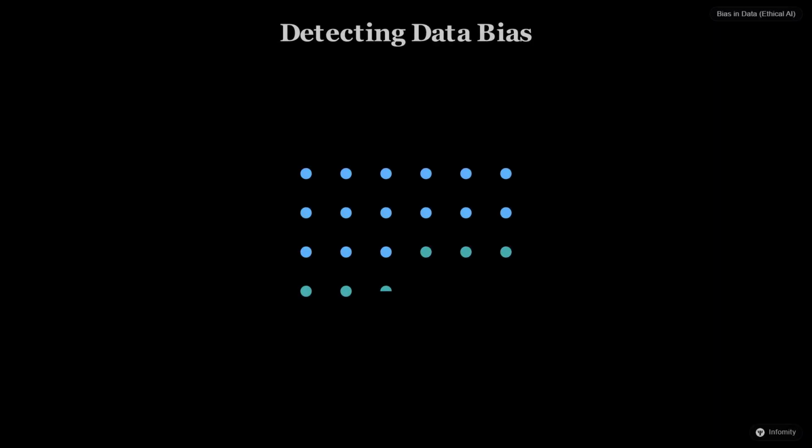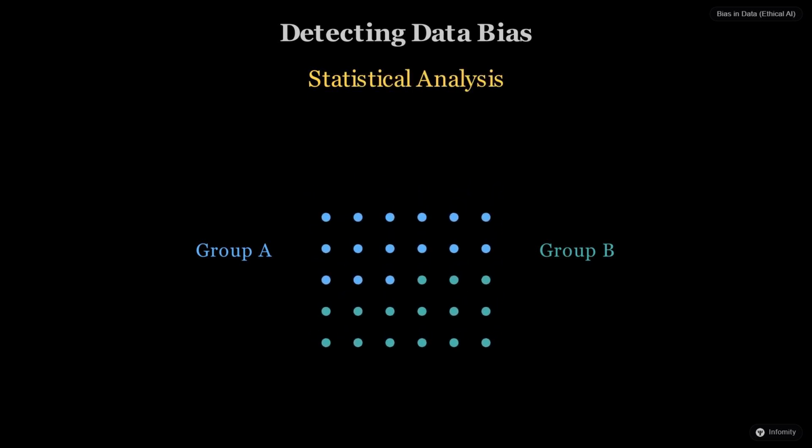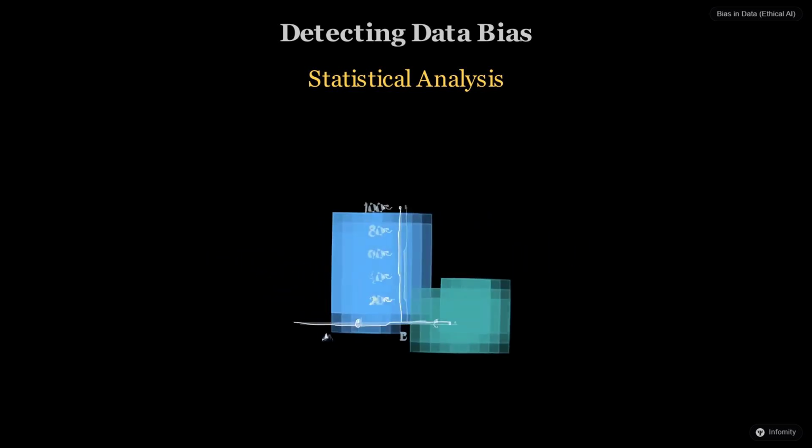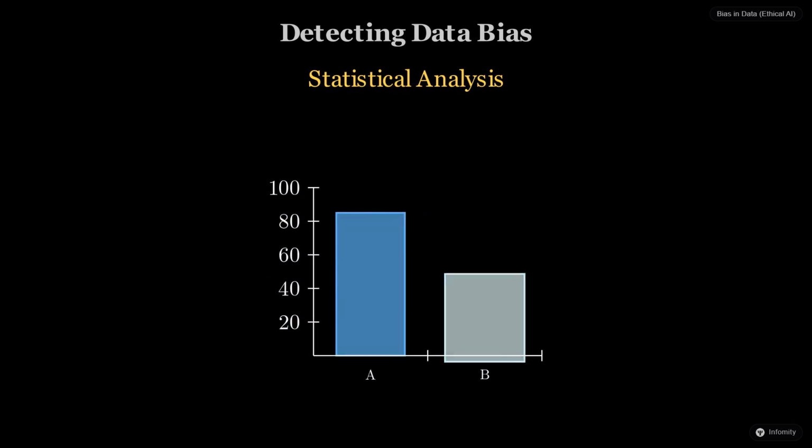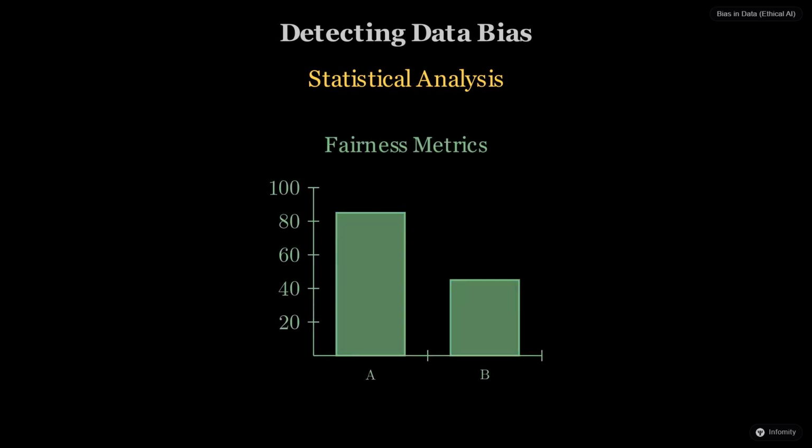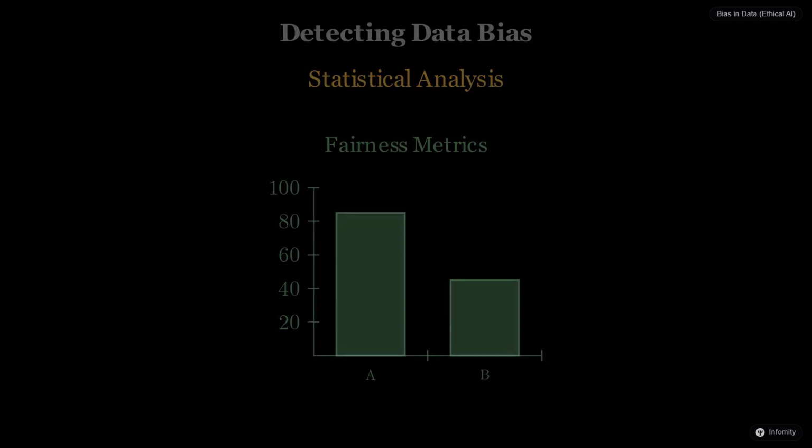Detecting data bias is the crucial first step towards building fairer artificial intelligence. This often involves statistical analysis of our datasets. We examine the distribution of sensitive attributes like gender or ethnicity to see if certain groups are underrepresented. We also compare outcomes across different groups to identify disparities. For example, does a dataset show one demographic group consistently receives lower scores? Specialized fairness metrics help pinpoint where bias exists.